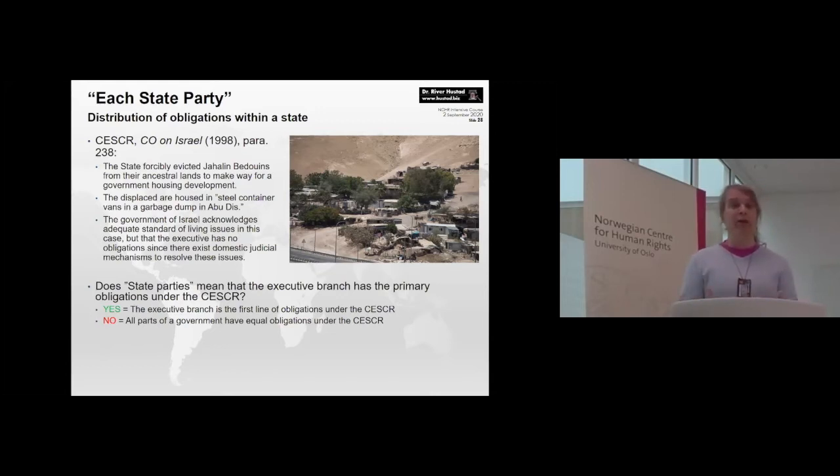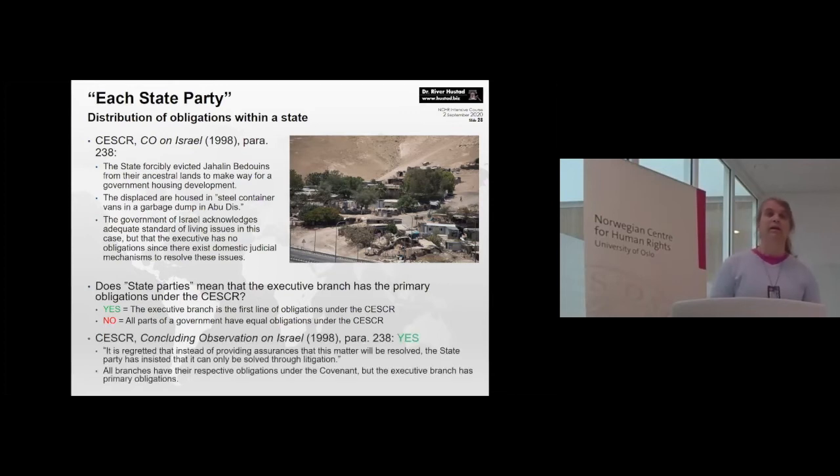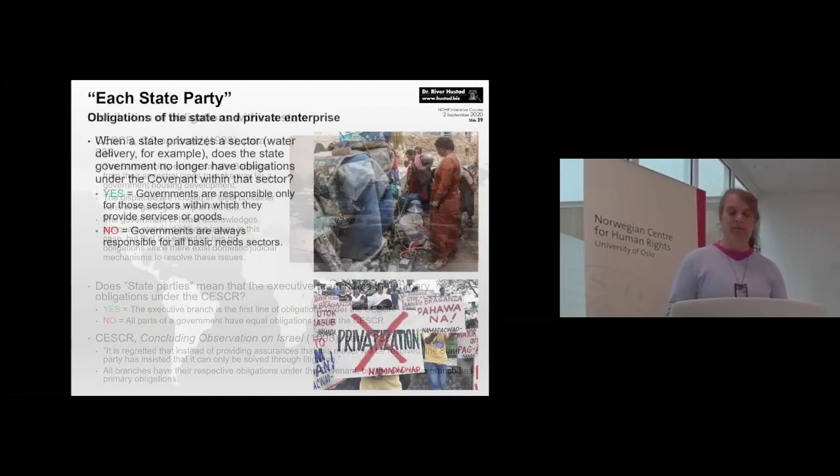They were attempting to assert their rights. And the executive branch, the president and all of the government departments, were saying, well, you have legal mechanisms. You can challenge this in court. So us, the executive branch, are not responsible here. Take it to court. And so the committee has said that no, actually the executive branch has the primary obligations here, and that one branch cannot simply say, well, the other branches will take care of this. Each state party means the entirety of the state, all branches of government.